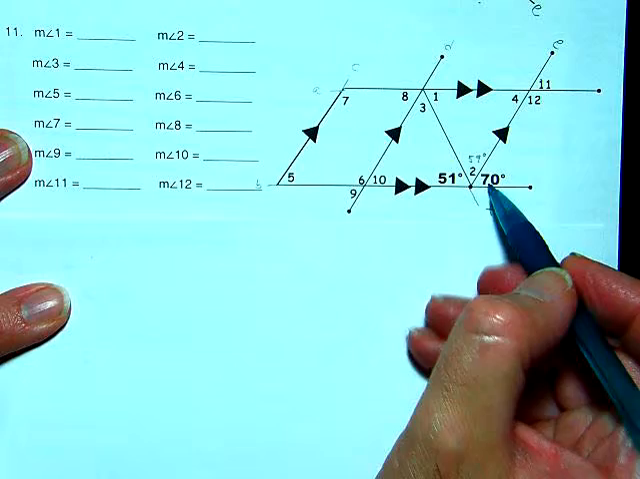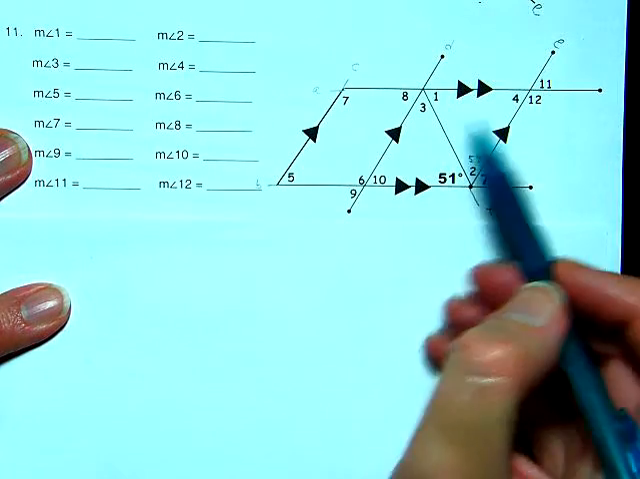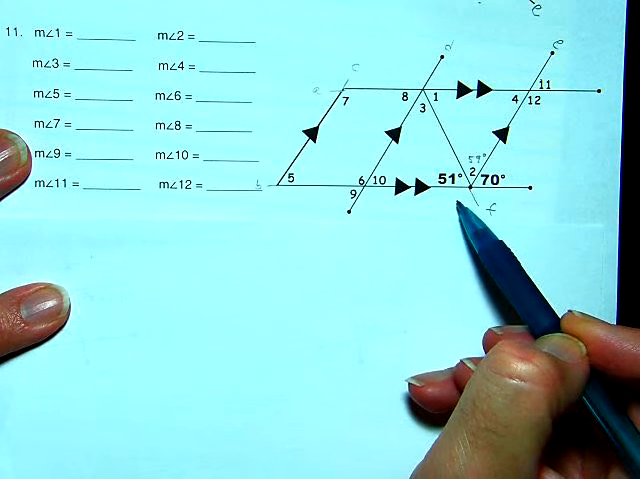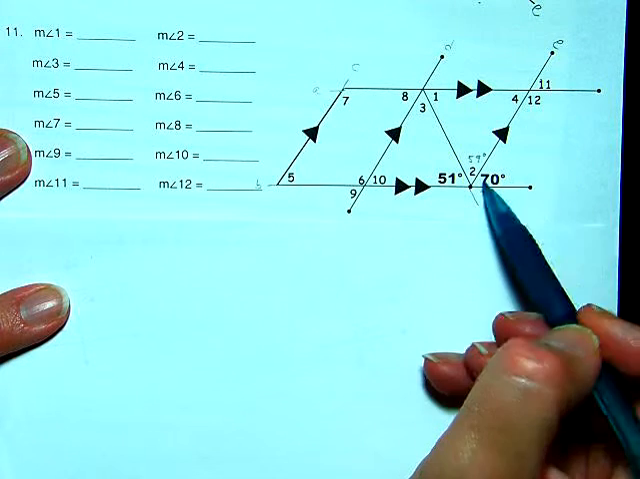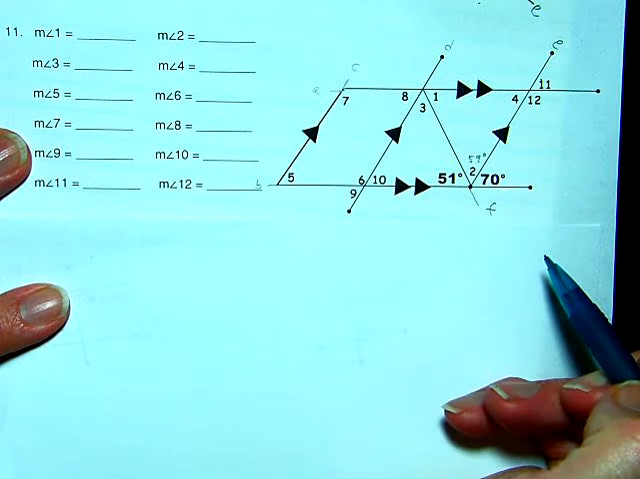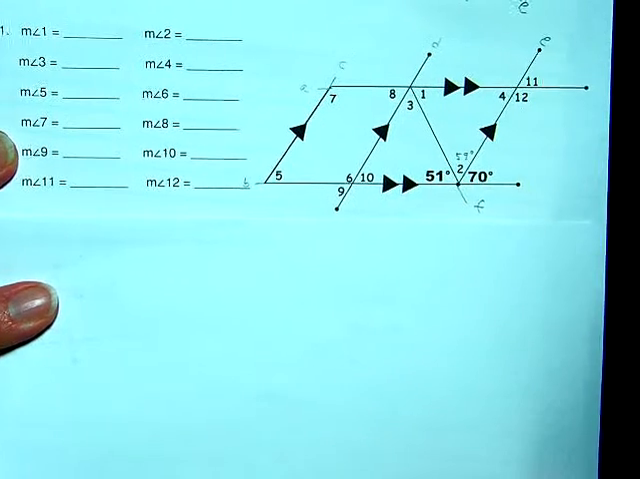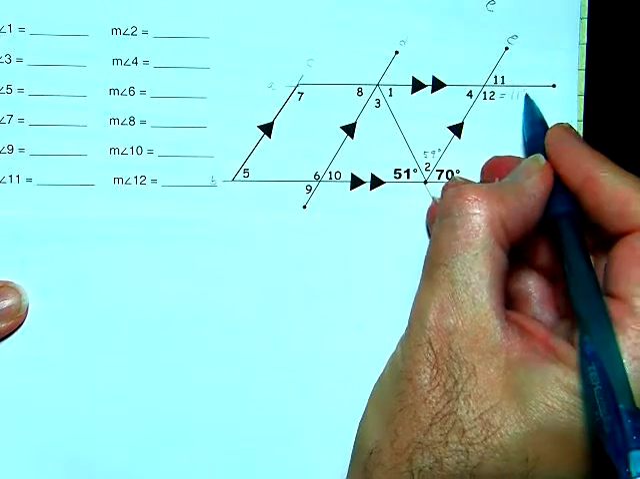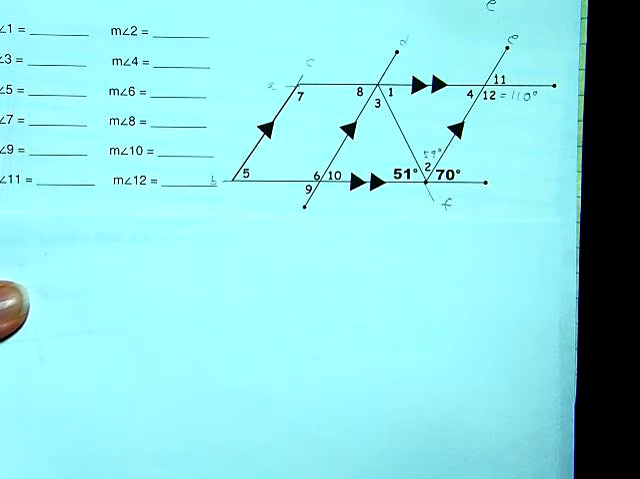Well, I see another one. I see that lines A and B are parallel and are cut by transversal E. And when they're cut by transversal E, I see that 70 degrees and angle 12 are same side interior angles, which means that they are supplementary. Okay, so angle 12 is supplementary to angle 70, which means that angle 12 is equal to, I don't really need an equation to do this, right? Angle 12 is equal to 110 degrees. That I can do in my head.